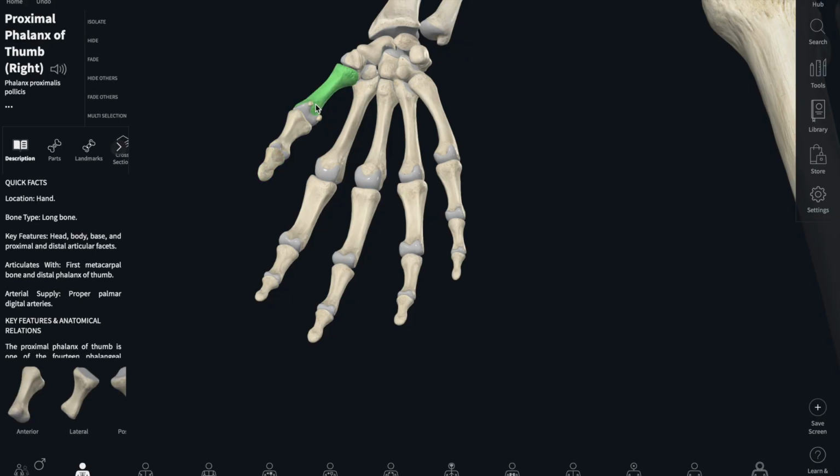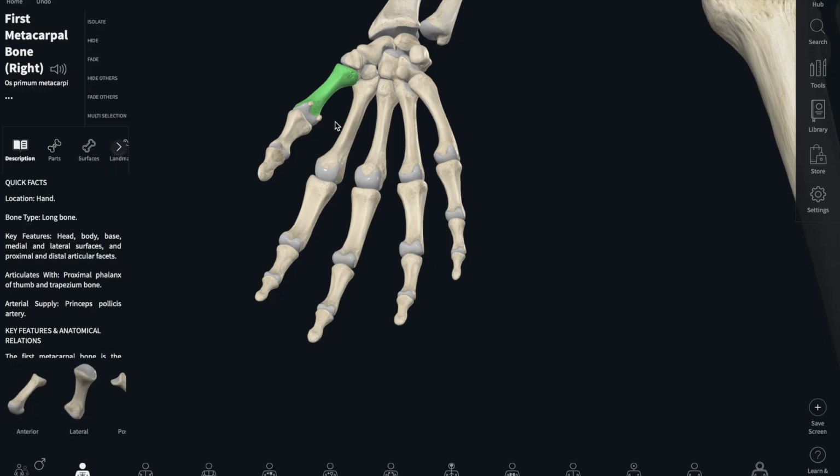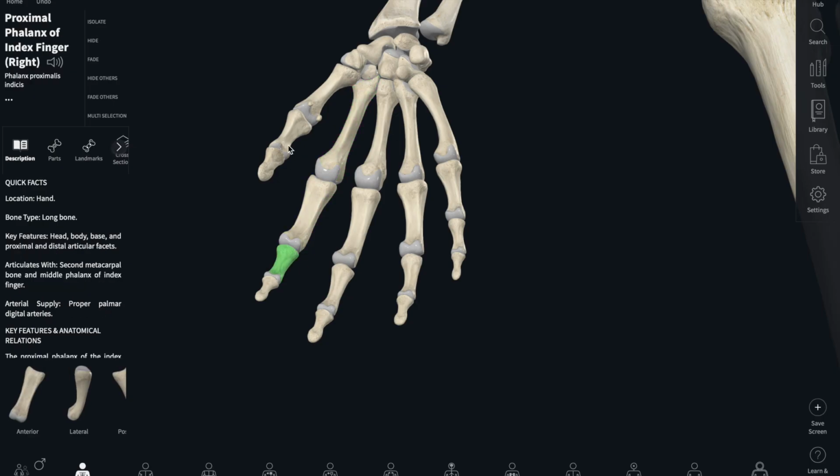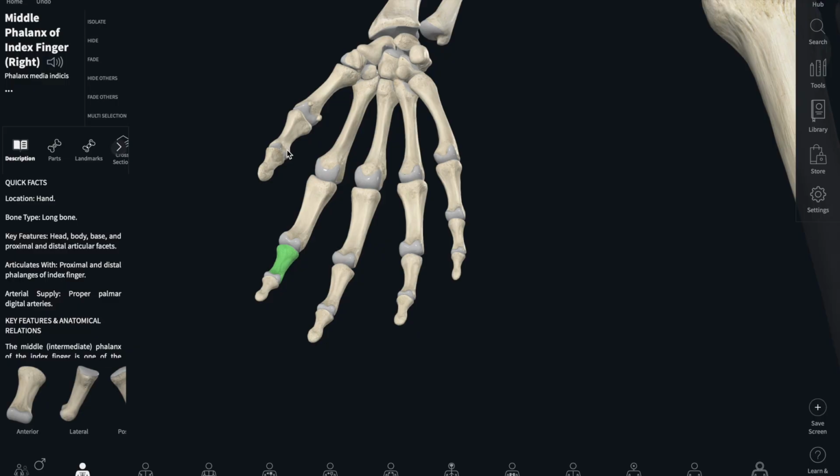At the distal end, each finger contains 3 phalanges. We have the proximal phalanx, the middle phalanx, and the distal phalanx, except for the thumb, which only has 2. These bones together form the structural framework that supports hand movement and dexterity.